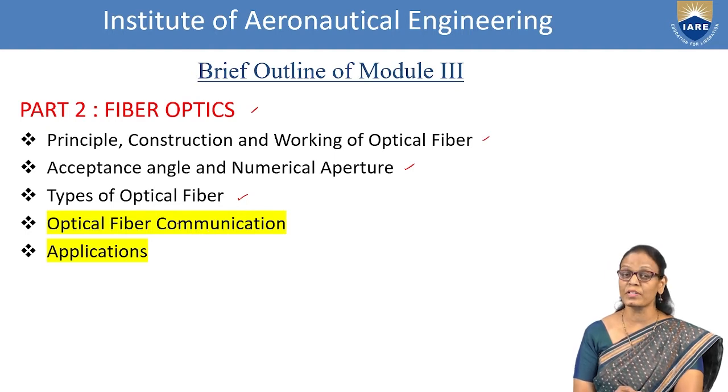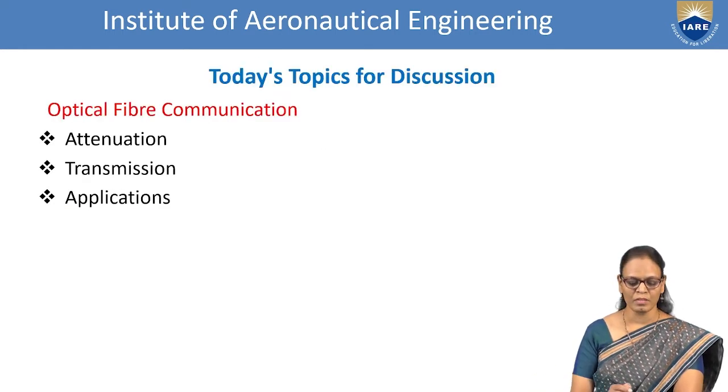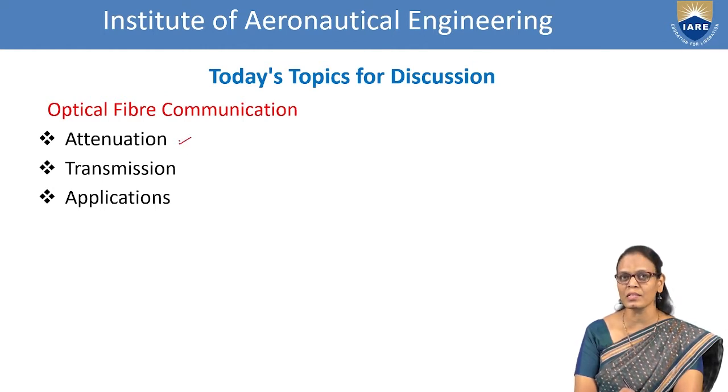And today we are going to discuss in detail how communication happens in an optical fiber, and we will also see some applications of optical fiber. So let us see the brief outline of how we are going to discuss the topic today. First, we will discuss attenuation. Attenuation is nothing but the losses that occur during transmission. And also we will see how transmission happens in optical fiber communication and also the applications.